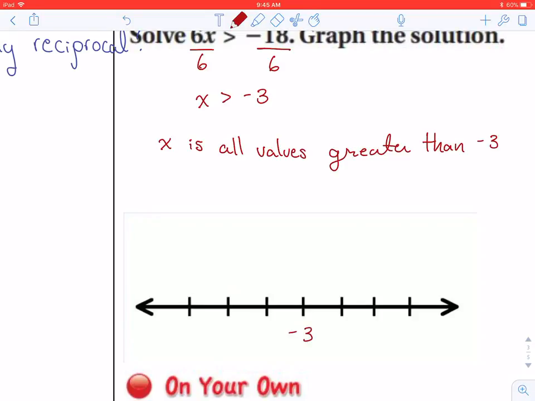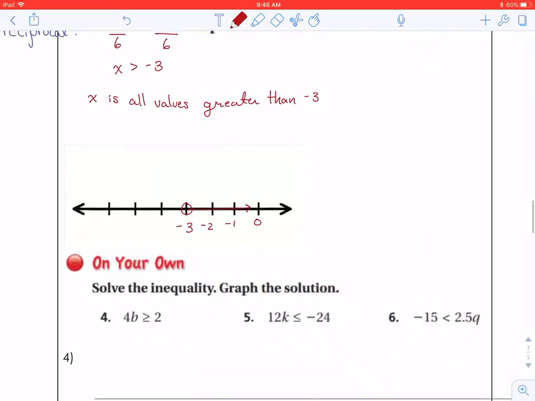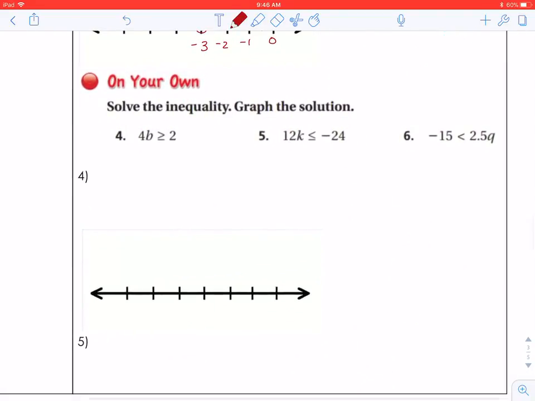And so if we were to graph that, we would find negative 3. Can x equal negative 3? Well, no, because negative 3 is not greater than negative 3, so we're going to use an open circle. X is greater than negative 3, so it goes to the right. That's numbers like negative 2, negative 1, and 0. So pretty straightforward. I think at this point you're getting pretty good at this.